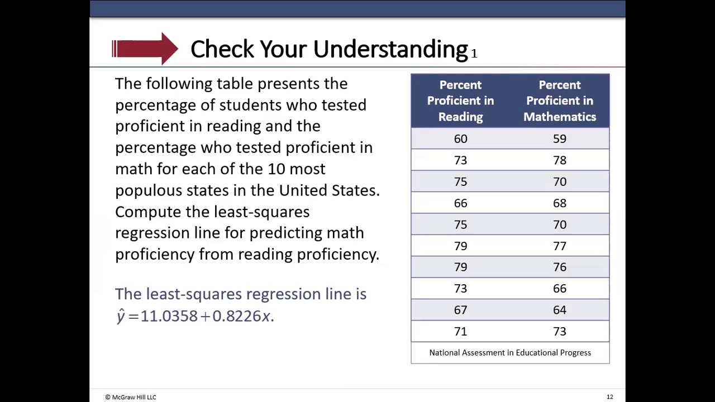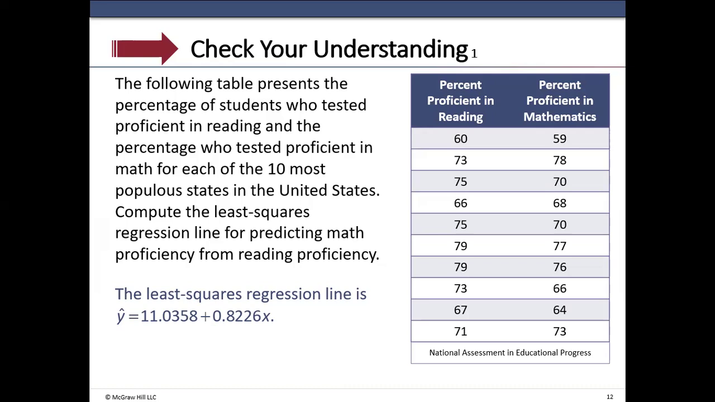Stat 1, maybe I entered one data point wrong. 60 and 59. Okay, 60 and 59. Okay, then 73, 78, 75, 70, 66, and 68. Then 75, 70, 79, 77, 79, 76, 73, 66, 67, 64, 71, 73.